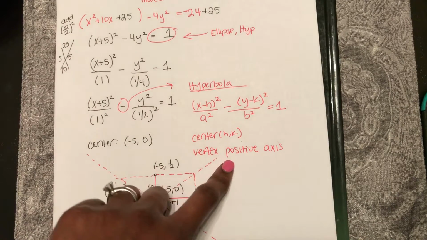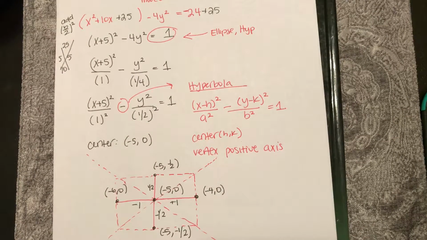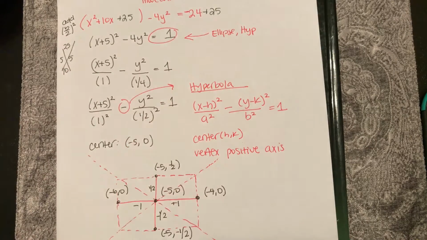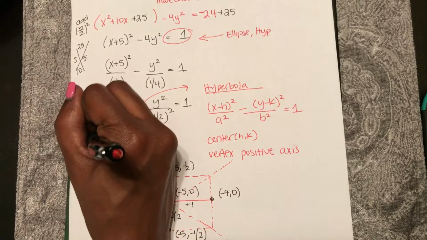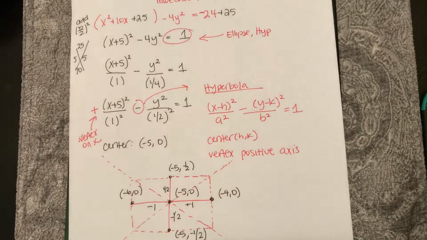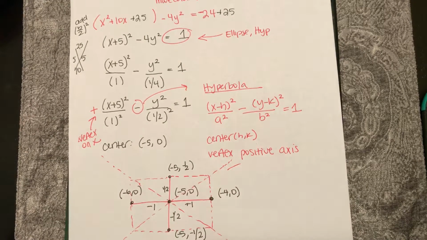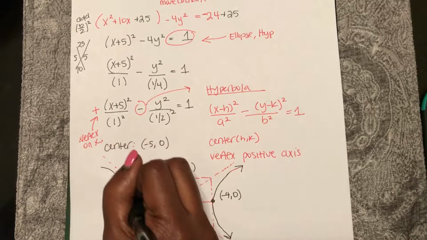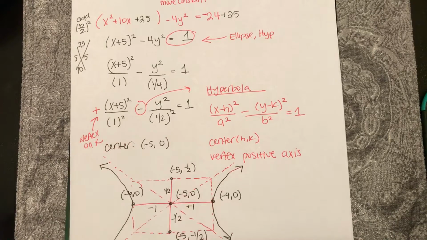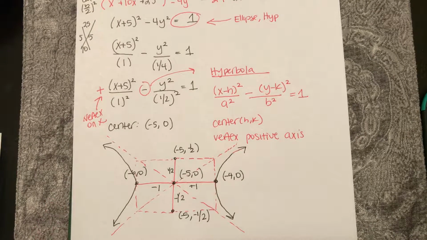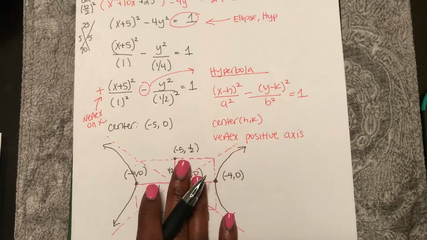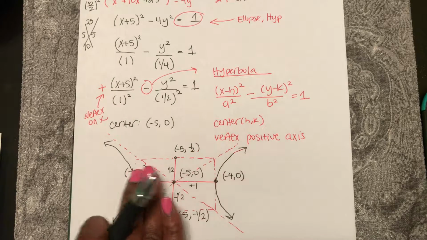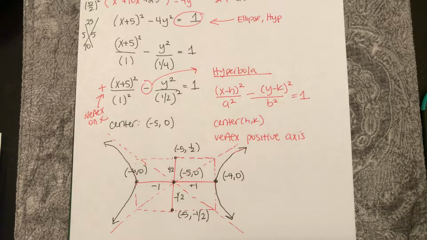Now the vertices of your hyperbola are on the positive axis. So in this one, x is positive. So that means my vertex is on x. So that means here on my x-axis, let me do it in black, I'm going to draw my two hyperbolas going through my x vertices, close to my asymptotes. So I recommend not sketching it on an axis, but more just labeling the important points of your hyperbola or ellipse.